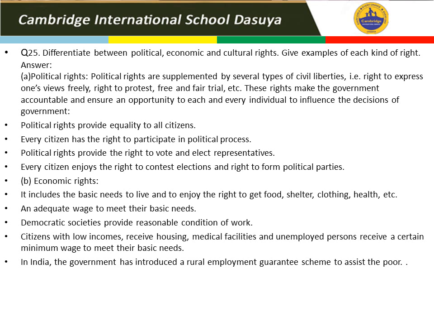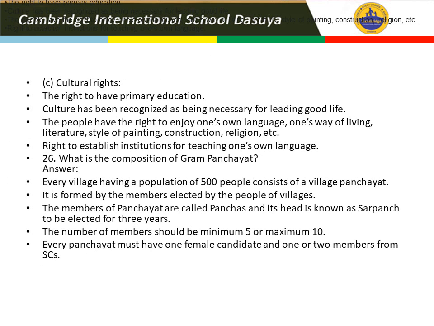Economic: whenever we talk about economic, we are talking about money. So food, shelter, clothing and health, and adequate ways to meet their basic needs. Democratic societies provide reasonable conditions of work. Cultural rights: yes, primary education, recognized as necessary for leading a good life, and teaching one's own language.